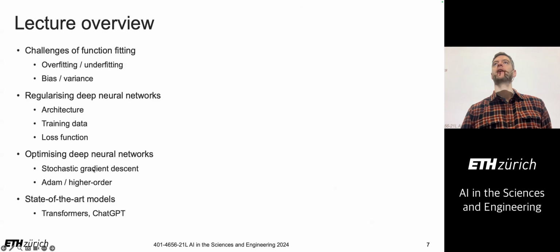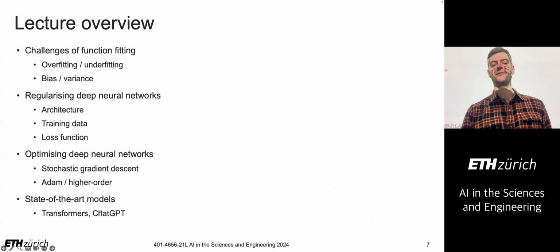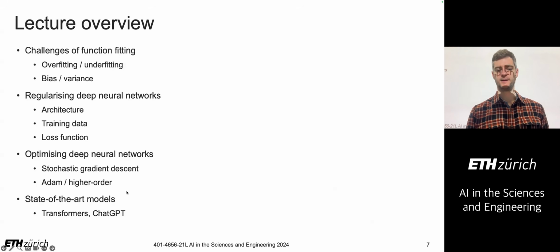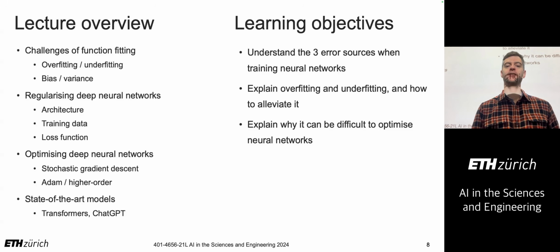And then we'll talk about different types of optimizers that we can use to train neural networks, and how the choice of the optimizer is a really important choice that affects the performance of the network. And then I'll talk about ChatGPT at the end. So our learning objectives by the end of the lecture: hopefully you'll understand the three main sources of error when we're training neural networks. You'll be able to explain overfitting, underfitting, and how to alleviate it, and know more about the optimization process and the different optimizers that we can use.